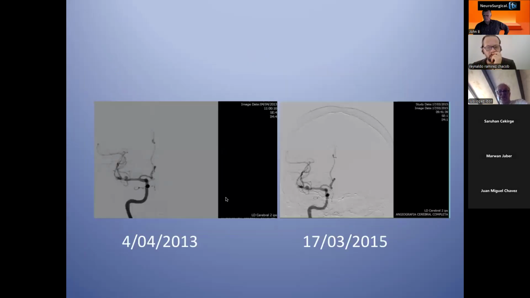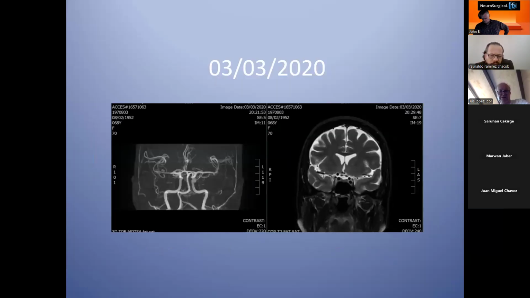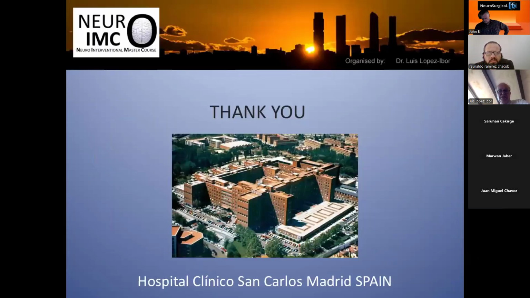But 2 years later, 5 years later, still open, but no increase in size. And finally, on MR, totally closed. This patient is asymptomatic after this procedure, totally asymptomatic. Okay, thank you. This is some example to discuss with Sauhan.